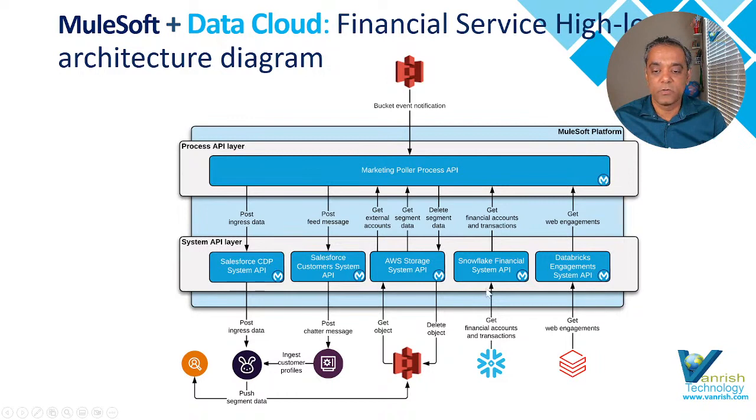So data is going from Snowflake to your system API, and then through this system API it is pushing data into your Financial Services Cloud as well as into the Data Cloud, and you can push from the Data Cloud to the Marketing Cloud, so you can work on the segments of your customers.